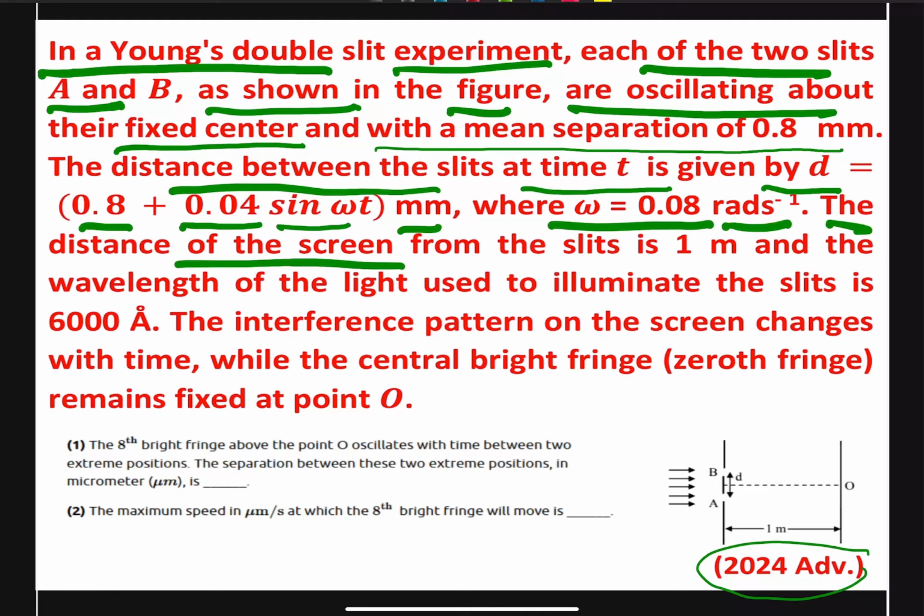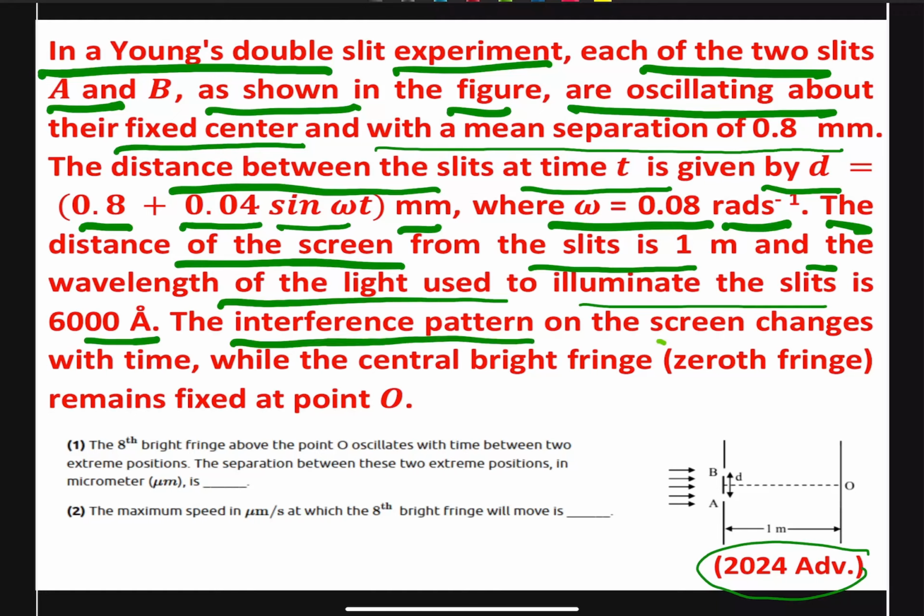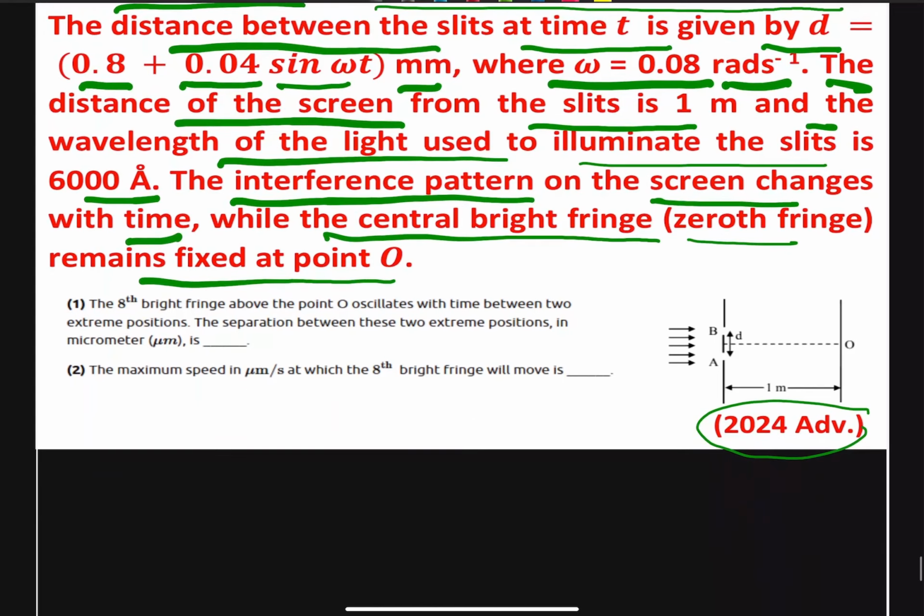The distance of the screen from the slit is 1 meter, and the wavelength of the light used to illuminate the slit is 6000 angstrom. The interference pattern on the screen changes with time, while the central bright fringe, that is zeroth fringe, remains fixed at O. So based on this entire description, we have two questions. In the first part, it says that the 8th bright fringe above the point O oscillates with time between two extreme positions. The separation between the two extreme positions in micrometer is. And part B, the maximum speed in micrometer per second at which the 8th bright fringe will move.